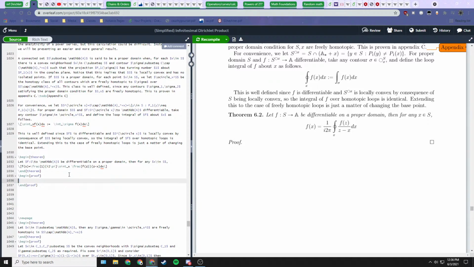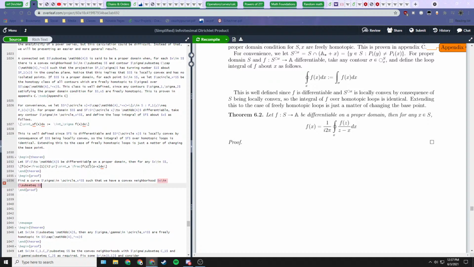Okay, so we can say, let's think. So what we want to do is take any curve, I actually want to say find a curve sigma in a circle such that we have a convex neighborhood X in C subset S, with sigma subset C.